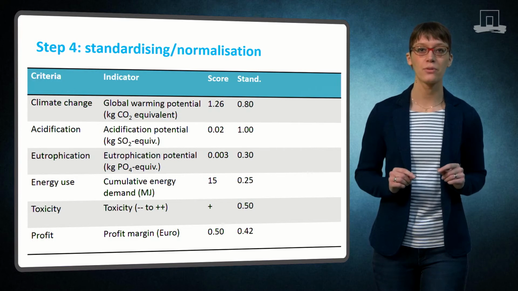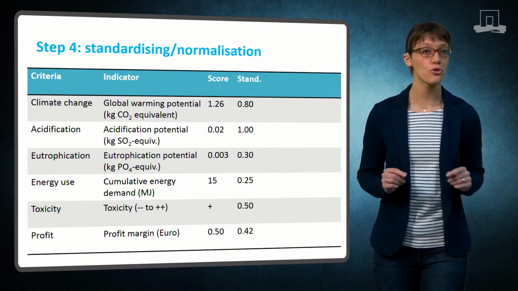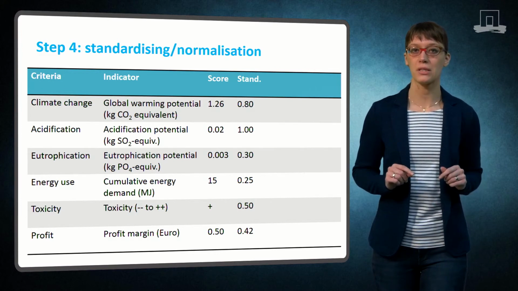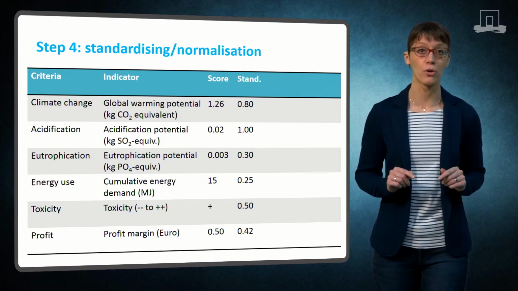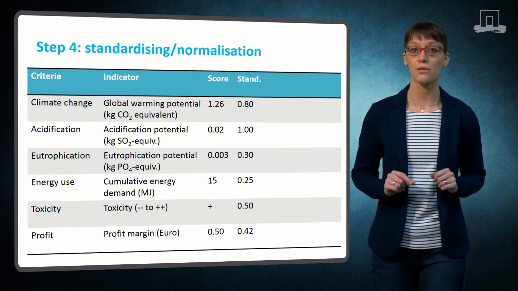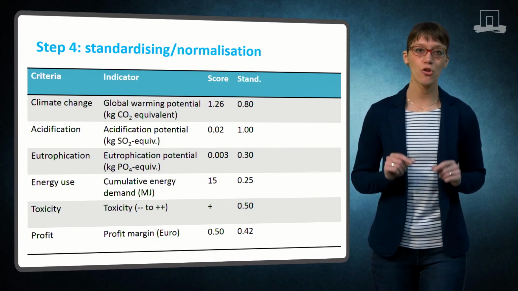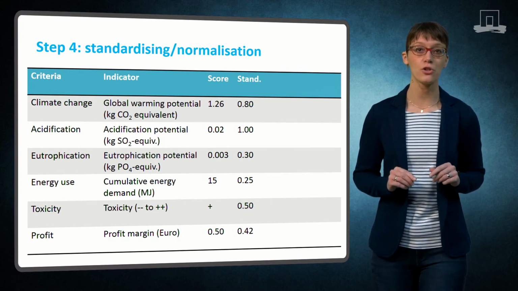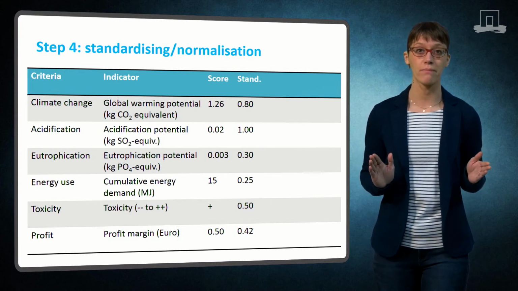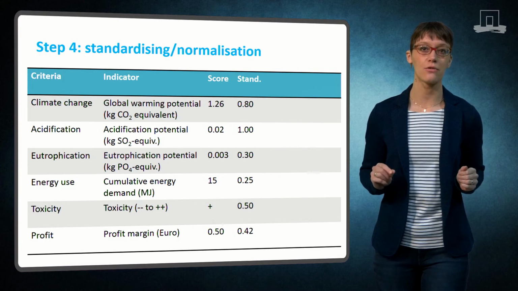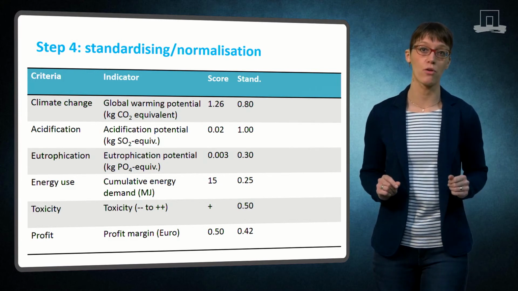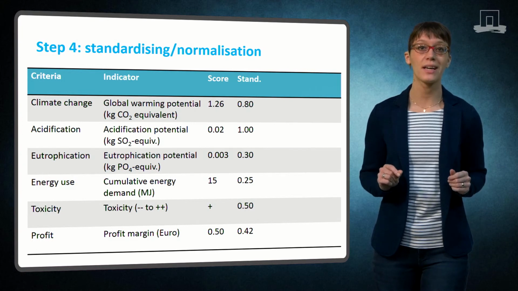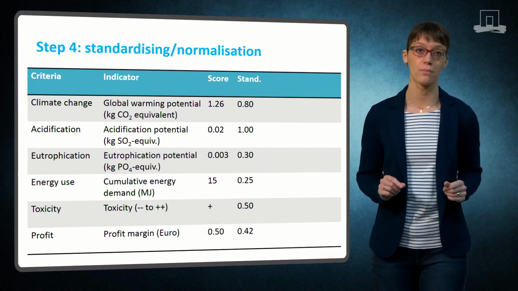In the fourth step, the scores are standardized. This is also called normalization. Normalization is a process that makes the scores comparable despite their units or qualitative nature. In the normalization step, all the scores are rescaled to a range of 0 and 1. This eliminates the different dimensions and makes them comparable. In the example, I have compared the scores against the alternative fossil product.